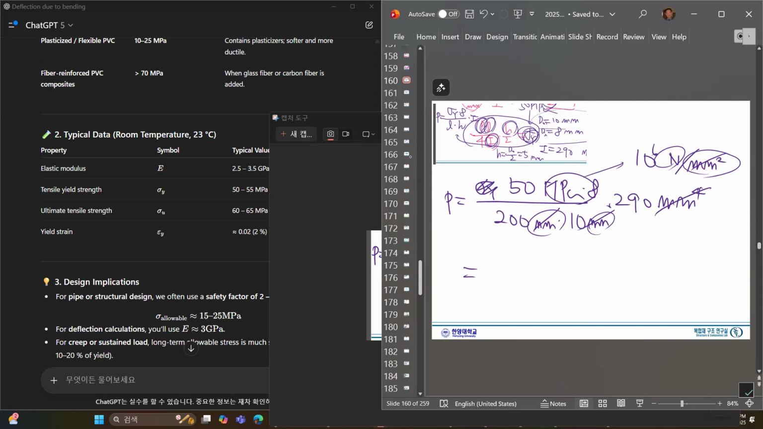This is millimeter, and this is 10 to the 6. So we can say 10 to the 6 will be up here. Then Newton per millimeter, because a meter is 1000 millimeter. Okay, this is okay. So 50 divided by 200 times 10 times 290. Anybody can calculate, say about 5, about 500, something like that.